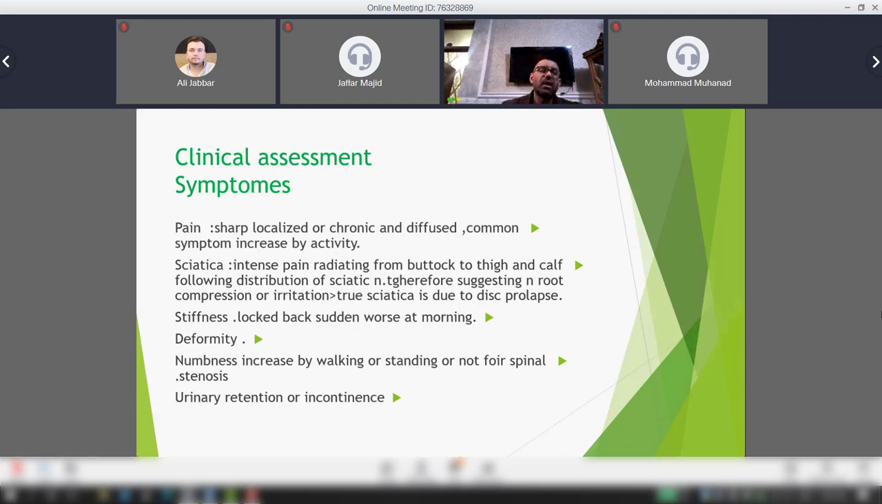Another one is the urinary retention and incontinence, and these are red flag symptoms. Urinary retention and incontinence, they bring a blue code.